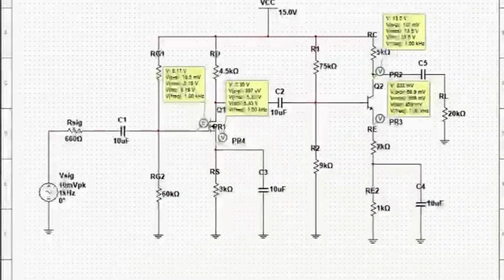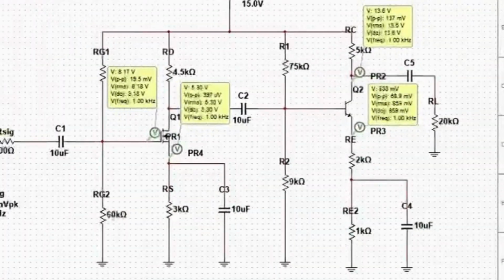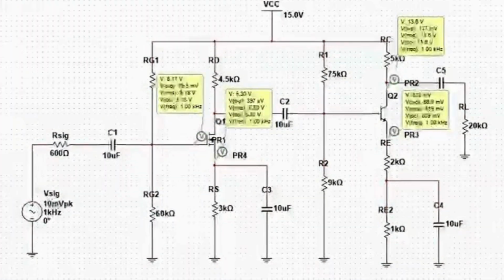The coupling capacitors C1, C2 and C5 are crucial because they isolate the DC bias voltage of each stage while allowing the AC signal to pass through seamlessly.